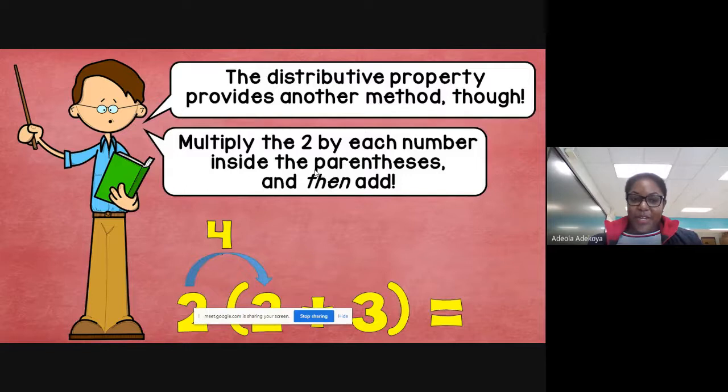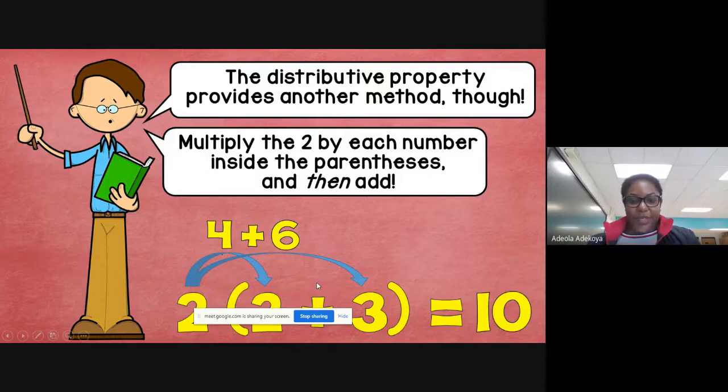Another way we can do it is showing that distributive property. So multiplying each of the numbers within the parentheses by the number outside of the parentheses, and then adding right after. We do our 2 times 2, which is 4, and then 2 times 3, which is 6. And then we'll go ahead and add them together because there's a plus sign in the middle, and that will give us 10.